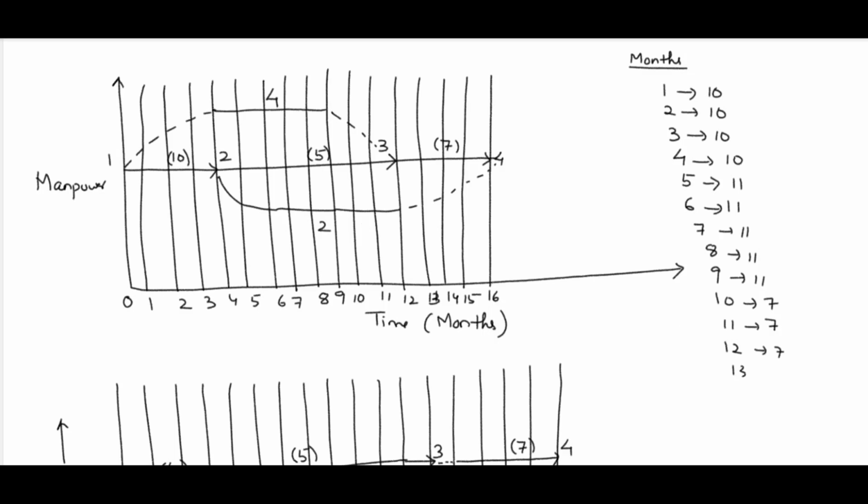Then for the 13th, 14th, 15th and 16th month all are 7, no problem. So here we have the problem: in this case it is exceeding the number 10.